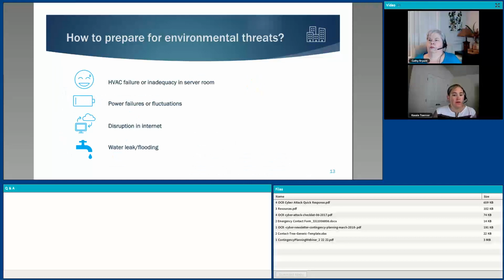So, how to prepare for environmental threats? There are many that can interrupt your operations and often cause damage to your facilities. These are just a few more examples for you to consider: your HVAC or inadequacy, particularly in your server room, that could impact your servers where your data is being stored, power failures or fluctuations in power, disruption to your internet, and then also water leaking or types of flooding that can impact your equipment.